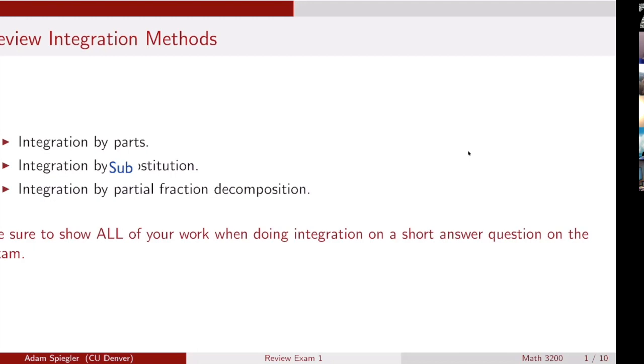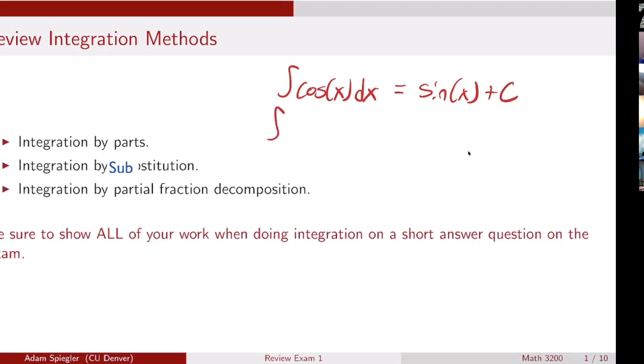So what I mean by this is, if you're integrating this, there's not much to show other than, okay, this gives me sine x plus c. You wouldn't have to show anything more than that.